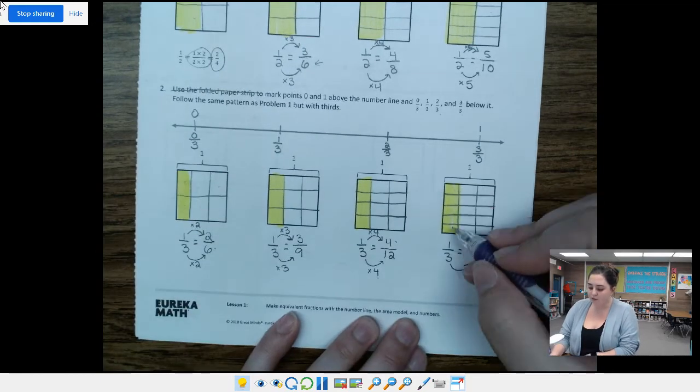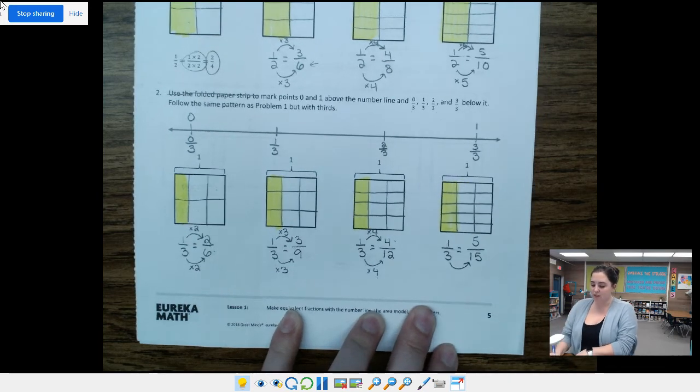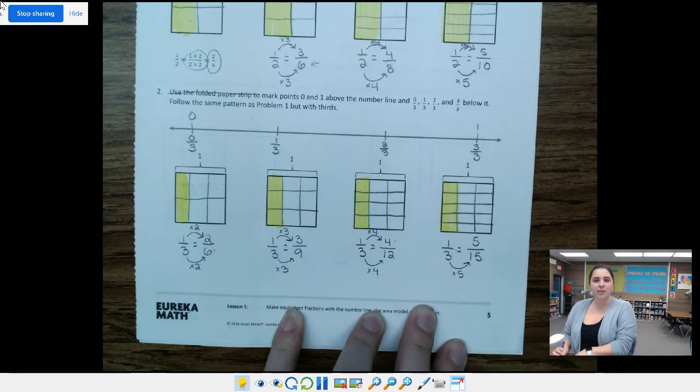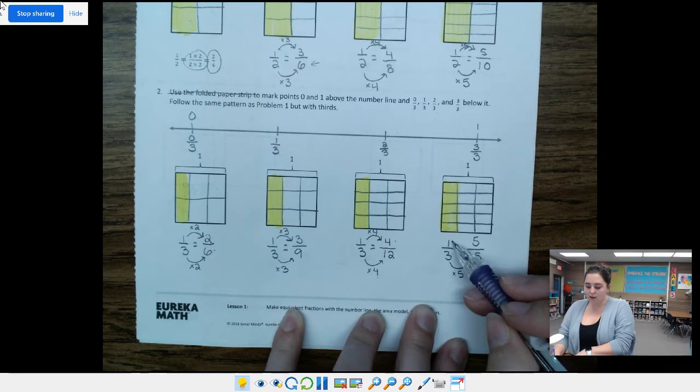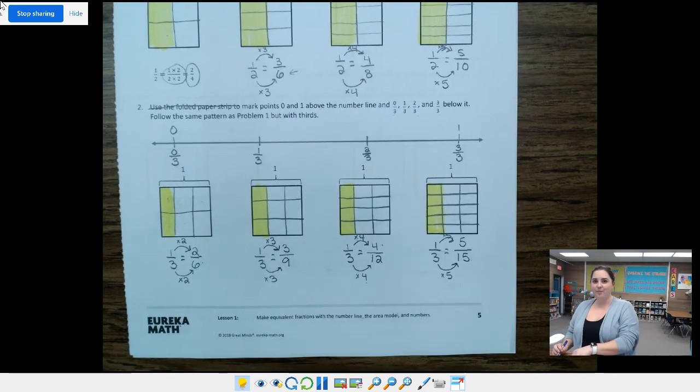Last one, we have 5 shaded pieces out of 15 total. And if we checked this with multiplication, 3 times 5 is 15. 1 times 5 is 5. So they are equal. All right, how did that go?